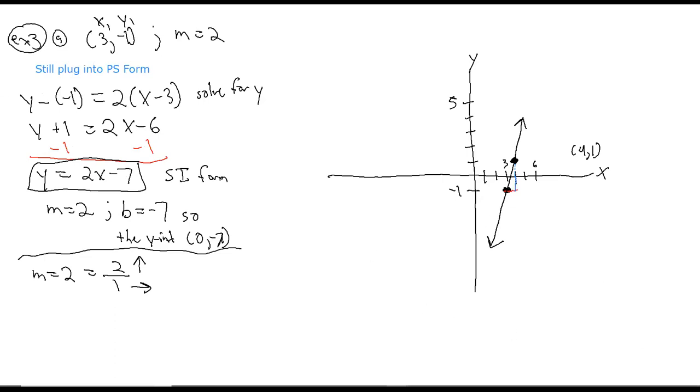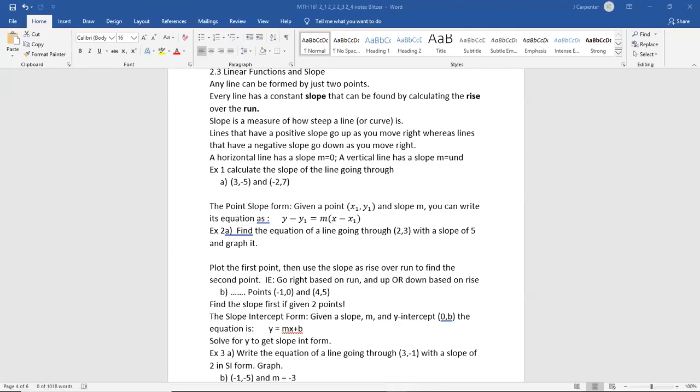So for B, we said we're going to go through the point -1, -5 with a slope of -3. So finally a negative slope for the graphing. I wanted to make sure we got one of those. So again, the point's -1, -5, and the slope is -3.